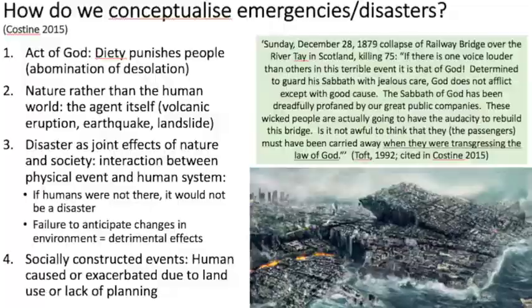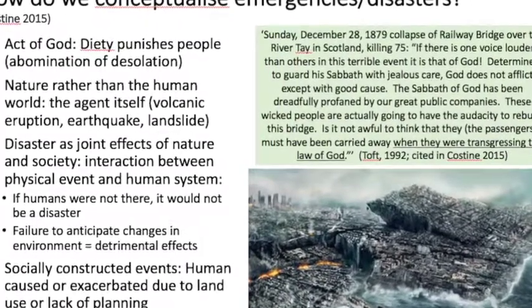Sometimes they talk about disaster as the joint effect between nature and society, that it's an interaction between a physical event and a human system, and this is quite interesting. So, for instance, it's the idea that if a tree falls in the forest and no one's there to hear it, does it actually make a noise? So if there is a colossal disaster somewhere and there are no physically present human beings, does that count as a disaster? Is it actually a disaster in any way, shape or form? And people genuinely argue that if humans were not there, it would not technically be classified as a disaster. So it's a really interesting argument.